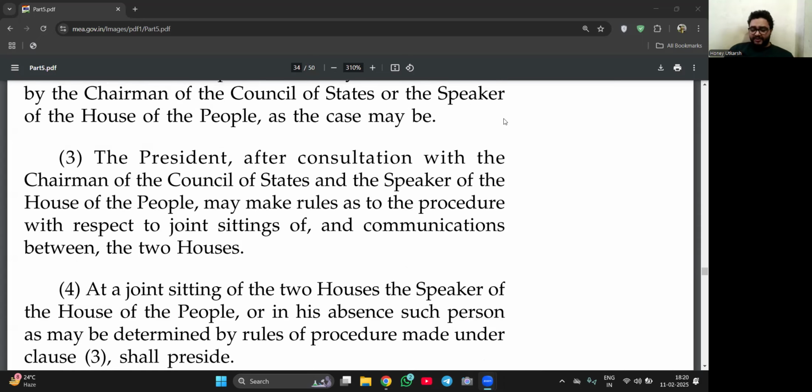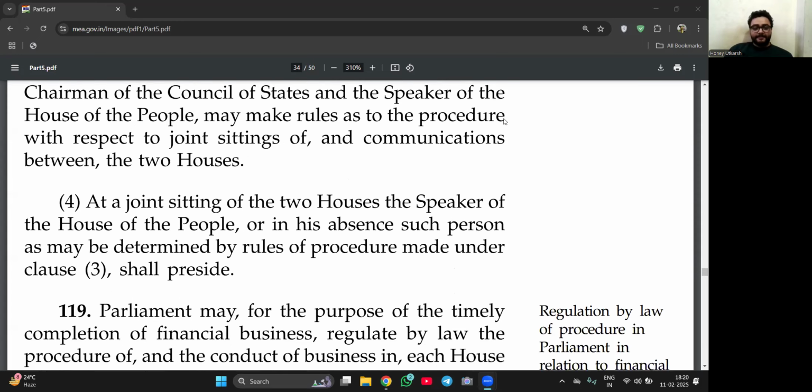So, under Article 118, each House of Parliament has the power to make rules for regulating the procedure and conduct of its business. The President may, after consulting with both the Houses, make rules for the joint sitting of Parliament.